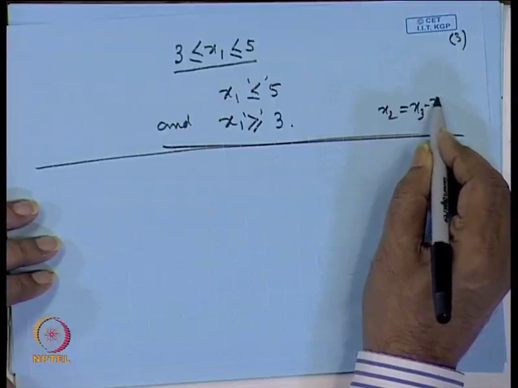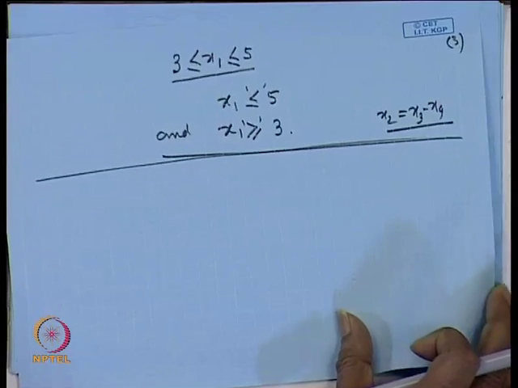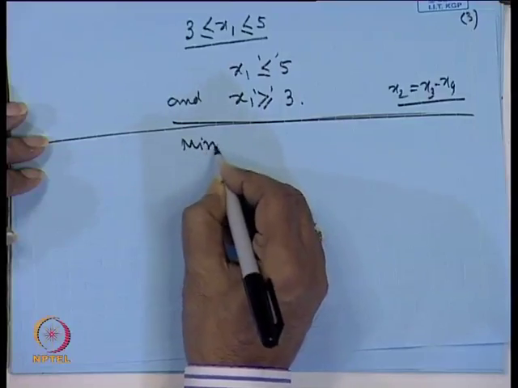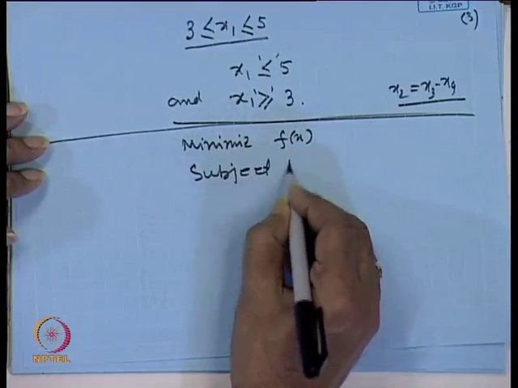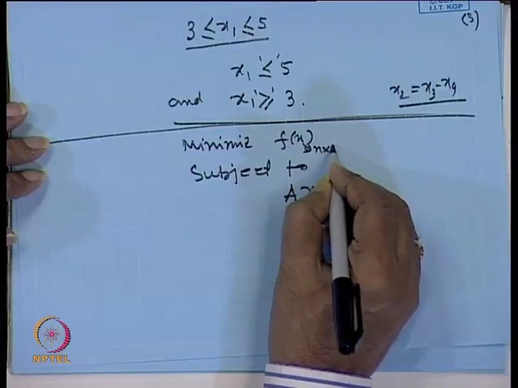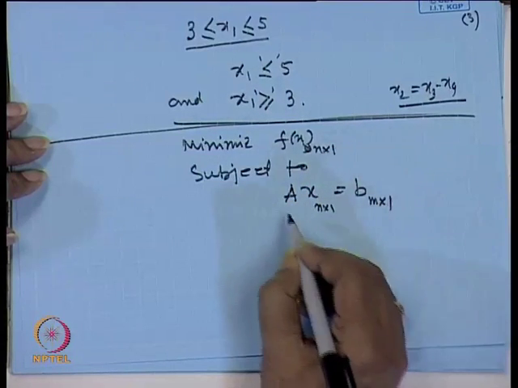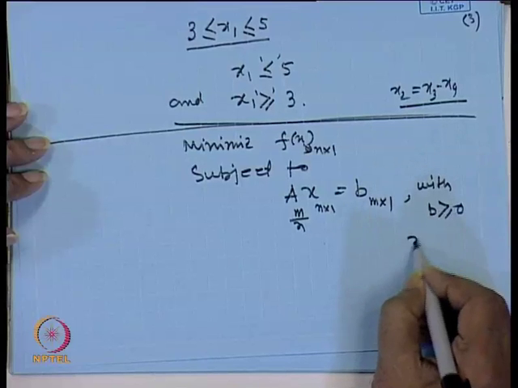In your case, x2 is of unrestricted sign; if you recollect, x2 is related to x3 and x4. Okay. So, let us see this next. Basically, minimize f of x subject to A x equal to b, where x is n cross 1, the dimension of the design variables. If you have m equations, then this is the basic equation with b greater than or equal to 0 and x greater than or equal to 0.